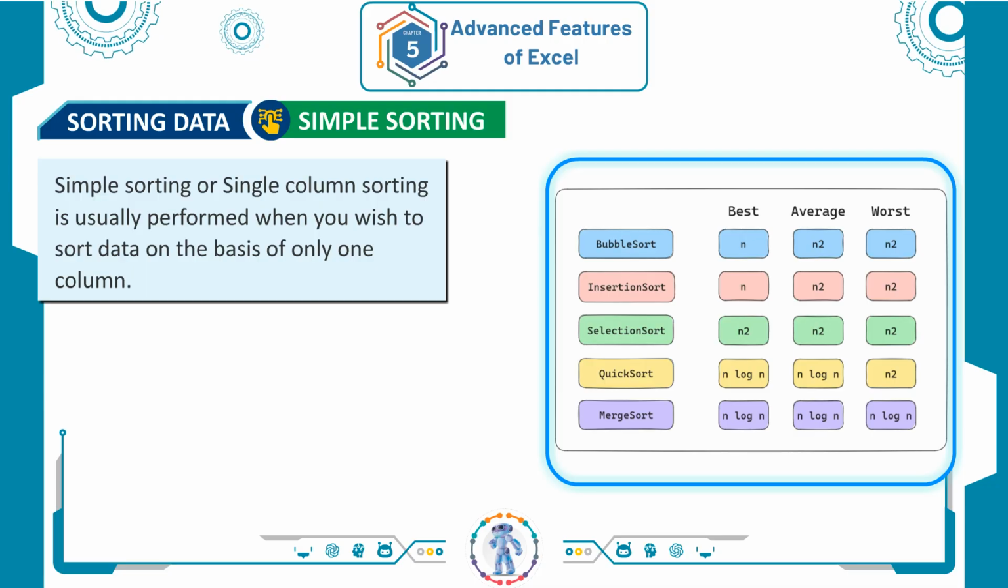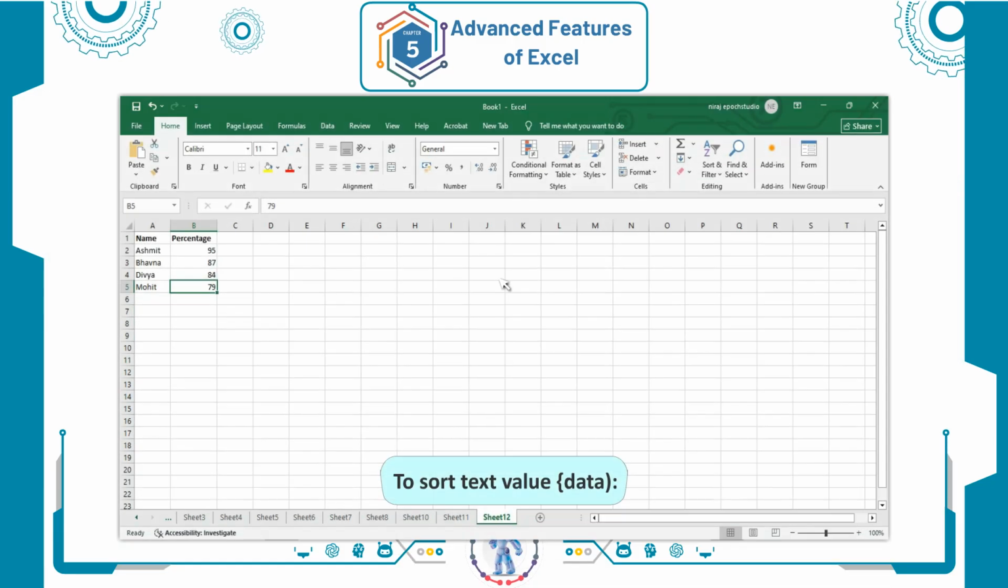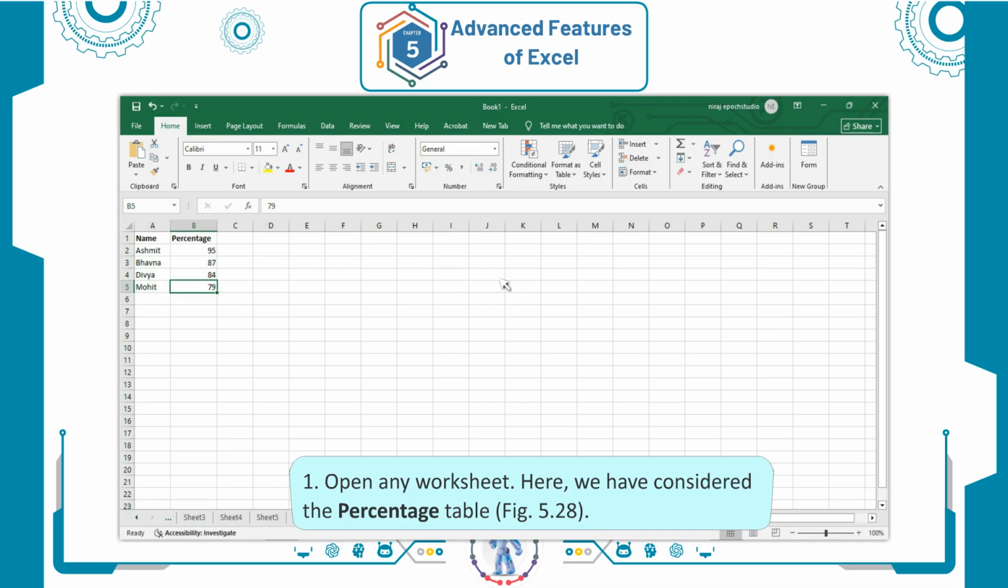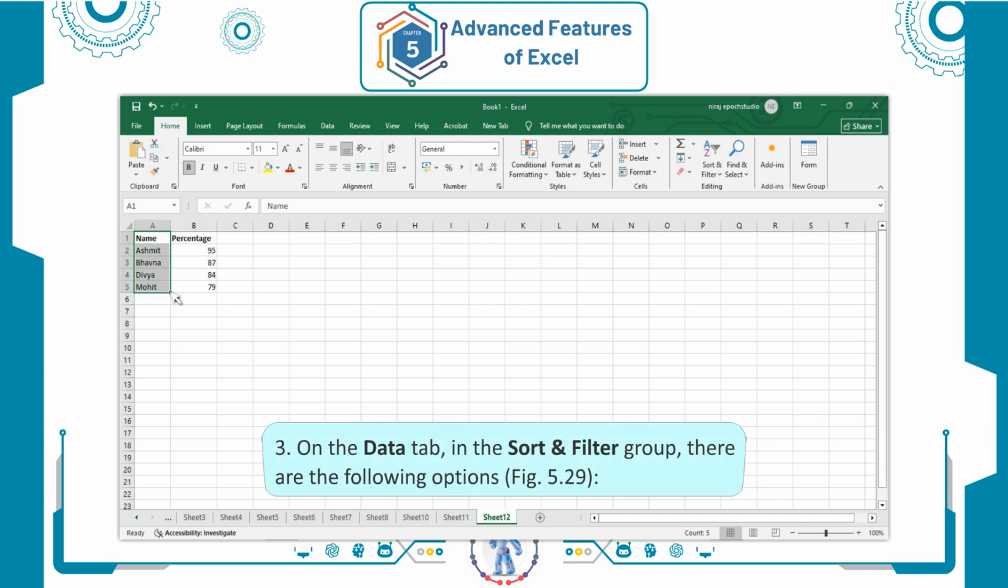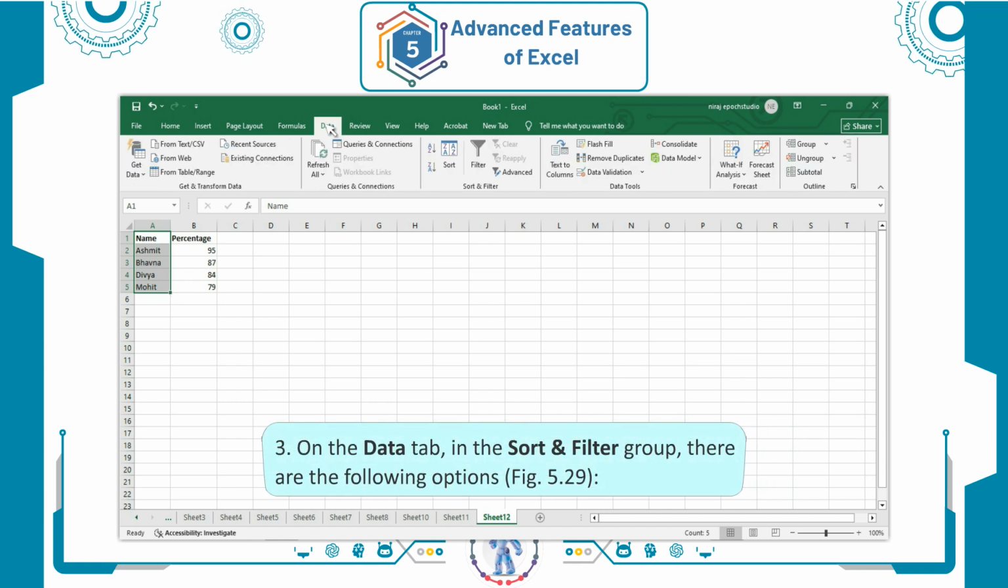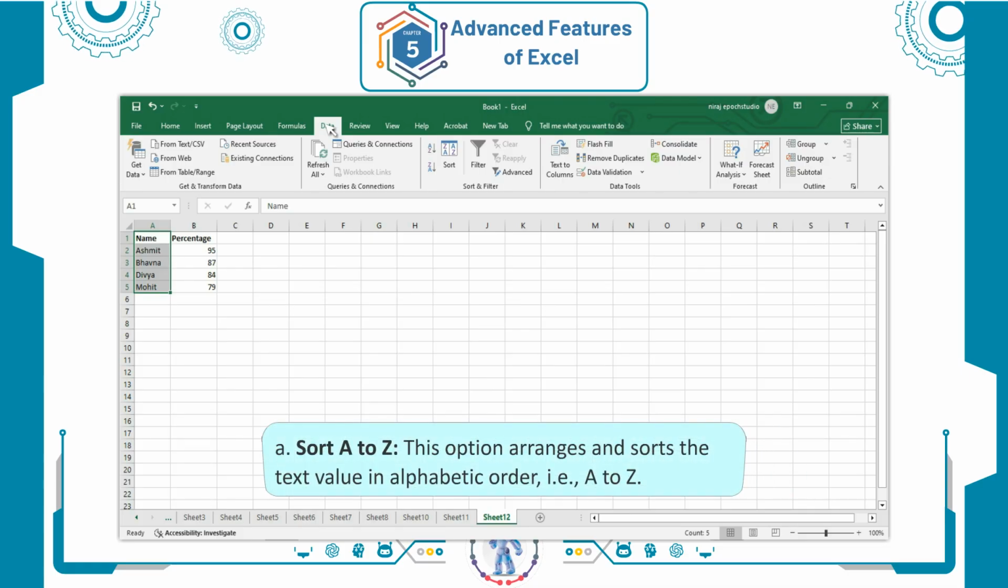or single column sorting is usually performed when you wish to sort data on the basis of only one column. To sort text value data: 1. Open any worksheet. Here we have considered the percentage table, Fig. 5.28. 2. Select the name column header whose data is to be sorted. 3. On the Data tab, in the Sort and Filter group, there are the following options. Fig. 5.29. A. Sort A to Z.